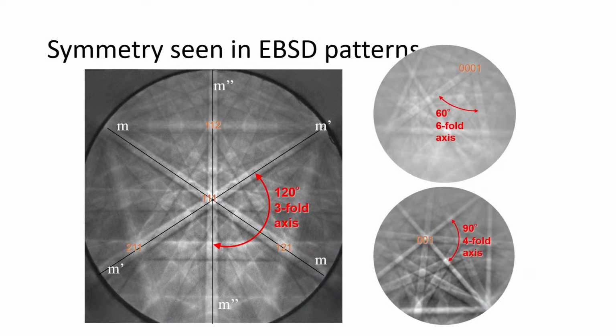So this is just showing some symmetry, 111 axis in the center. This is a threefold axis. So this band is going to be equivalent to this band, which is going to be equivalent to this band. And then we have mirror planes. That's what these three things are, mirror planes. This is a 60-degree rotation, a 90-degree rotation. All of those can be seen in the diffraction patterns.